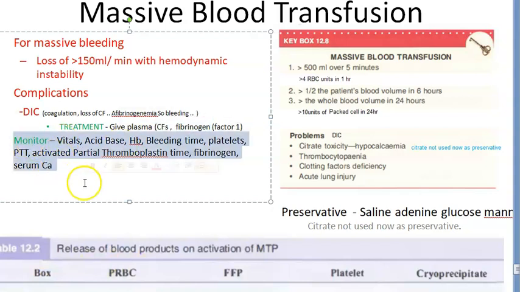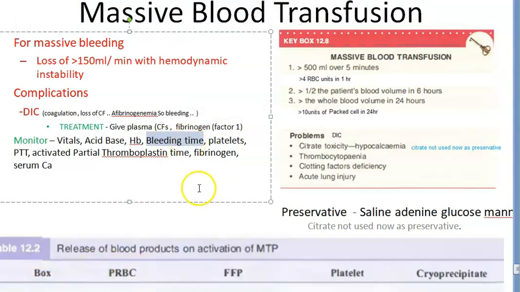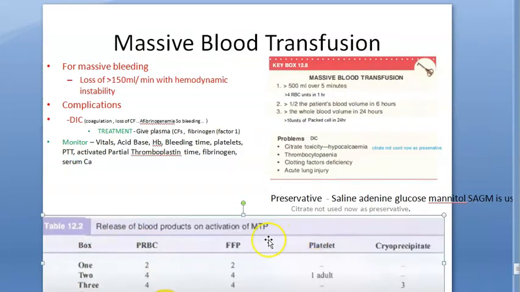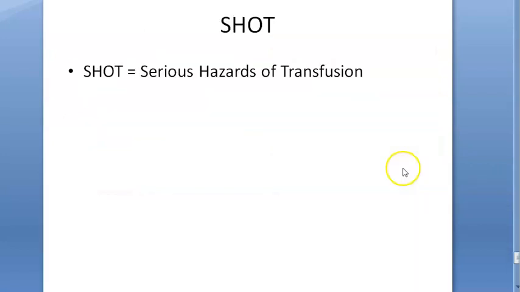Whenever you're doing massive blood transfusion, you have to monitor the person's vitals, acid-base balance, hemoglobin, bleeding time, prothrombin time, activated partial thromboplastin time, platelets. Then you will check fibrinogen level and serum calcium level. All that you have to keep checking. You should activate the massive transfusion protocol, where they will give you boxes, one box after the other, with different things. Initially they give only RBCs and fresh frozen plasma. Then if the person is still bleeding, they will give you cryoprecipitate.